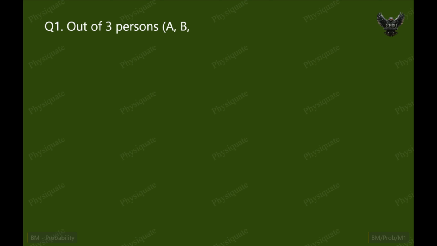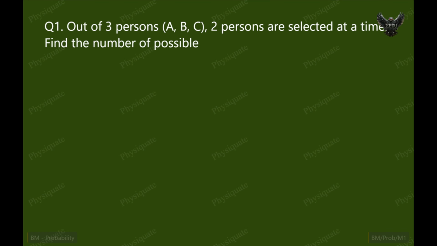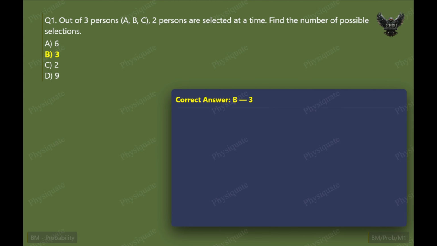Question 1. Out of 3 persons, A, B, C, 2 persons are selected at a time. Find the number of possible selections. Correct answer is option B. 3 distinct persons A, B, and C are given, and 2 persons are to be selected.